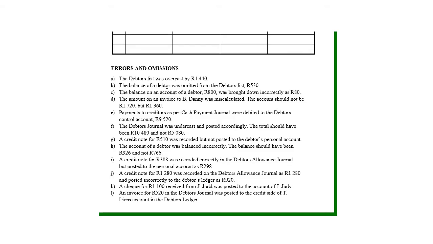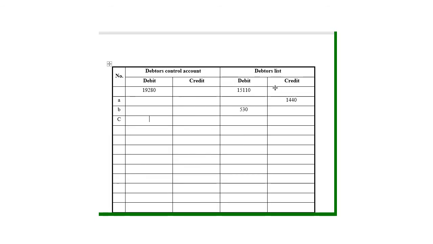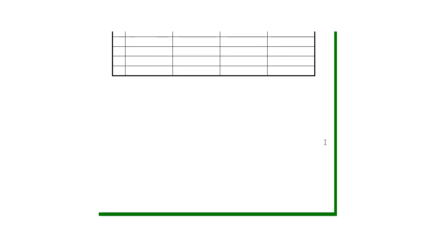Number C, a balance on the account of a debtor was brought down incorrectly. Account of a debtor means it is the individual accounts, the list, not the general ledger, which is the totals. So the balance should be 800, but it was brought down as 80 Rand. So let's look at how we're going to fix it. It should be 800 Rand, which is the correct amount, but we brought it down as 80, which is the incorrect amount.